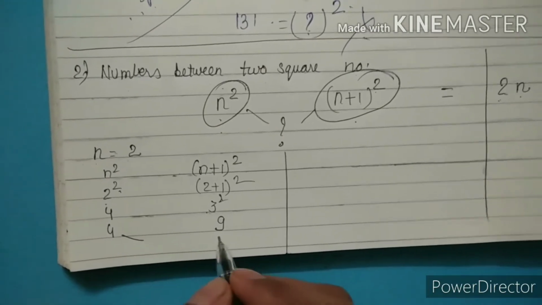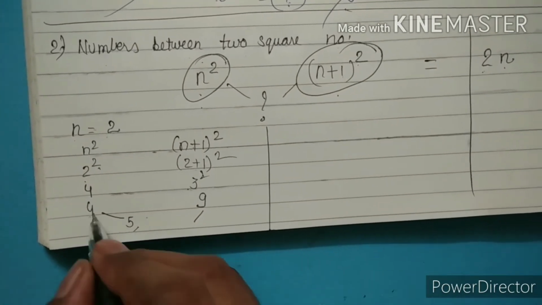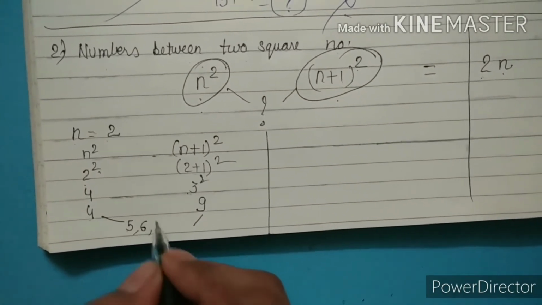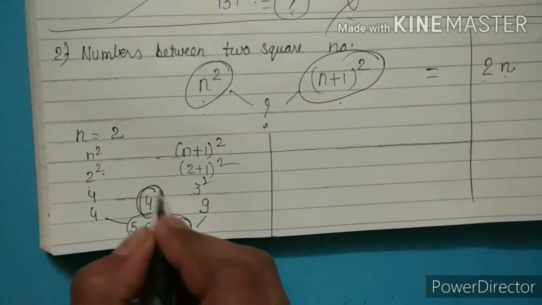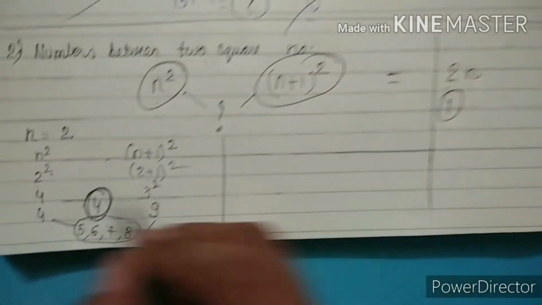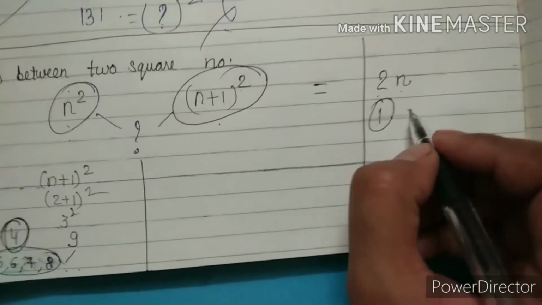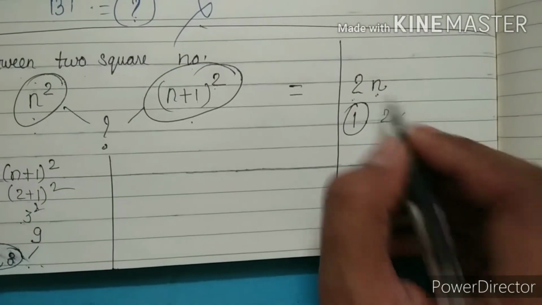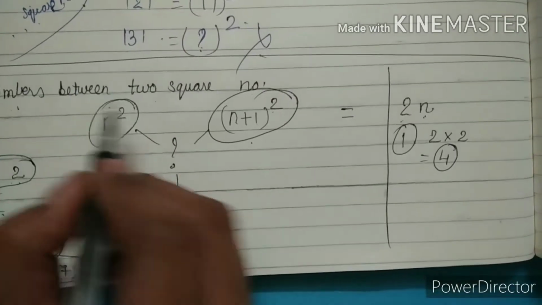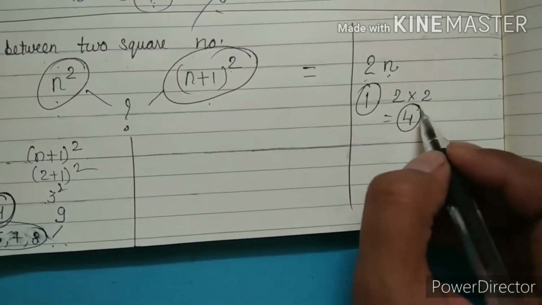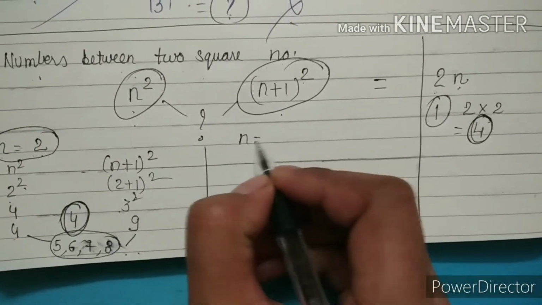So between 4 and 9, how many numbers are there? After 4 the first number is 5, then 6, then 7, then 8. So how many are they? They are 4. So directly, when we put the value of n as 2, the count of numbers between the two square numbers is 4.